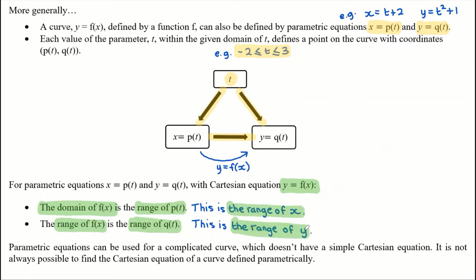Right. Lastly, parametric equations can be used for a complicated curve, and I've mentioned that already, which doesn't have a simple Cartesian equation. It is not always possible to find a Cartesian equation for a curve defined parametrically. That's really important, okay? It's not a solution to everything. It's not the answer to everything. It's just another method that allows us access to more complicated curves. Okay, so let's move on to some more examples.